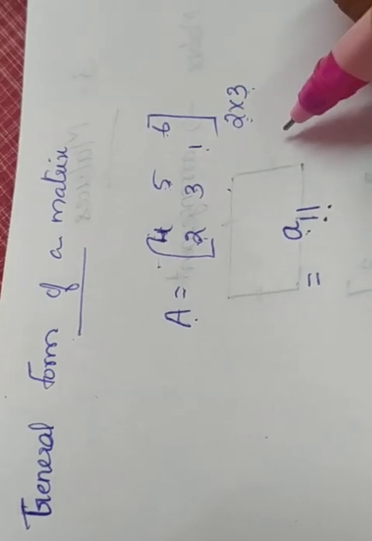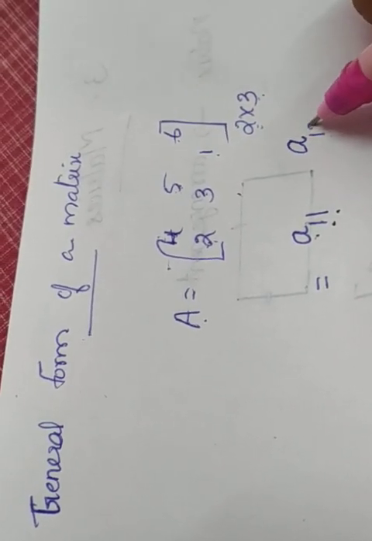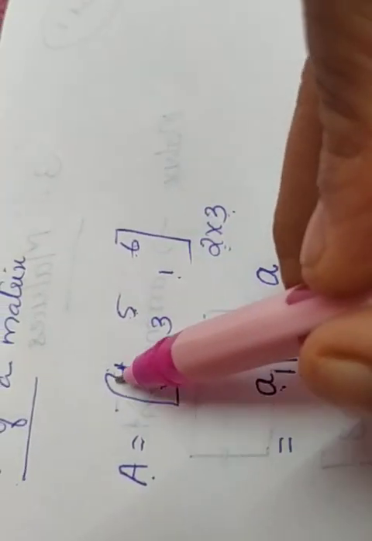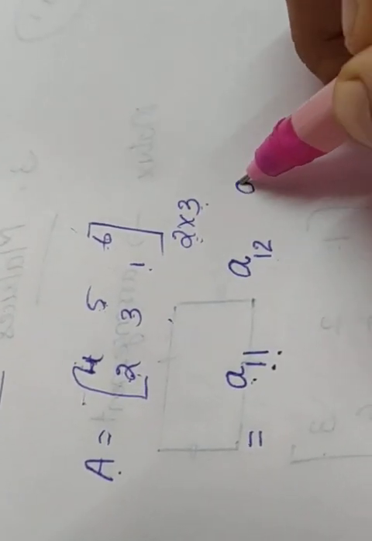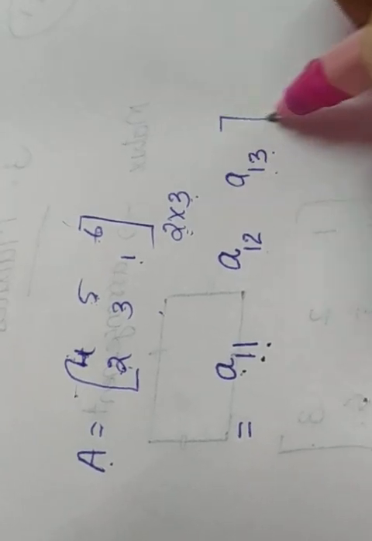So how can we identify its position? A1, 2: first row, second column. Okay, what about the position of 6? It belongs to the first row, but it is in the third column. So it will be A1, 3: first row, third column. So that completes the first row.